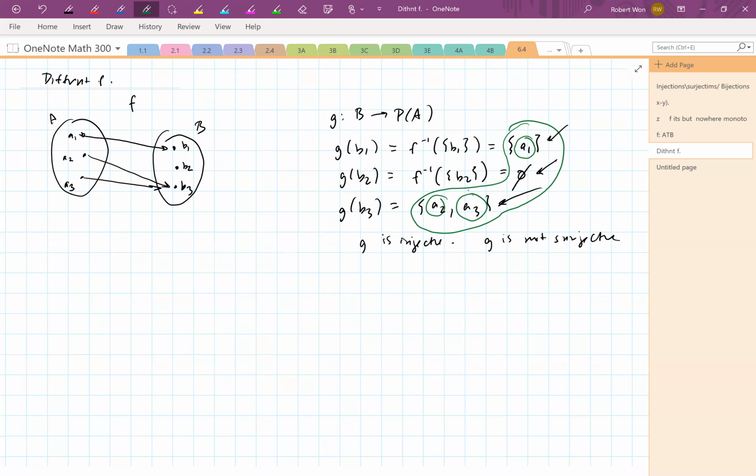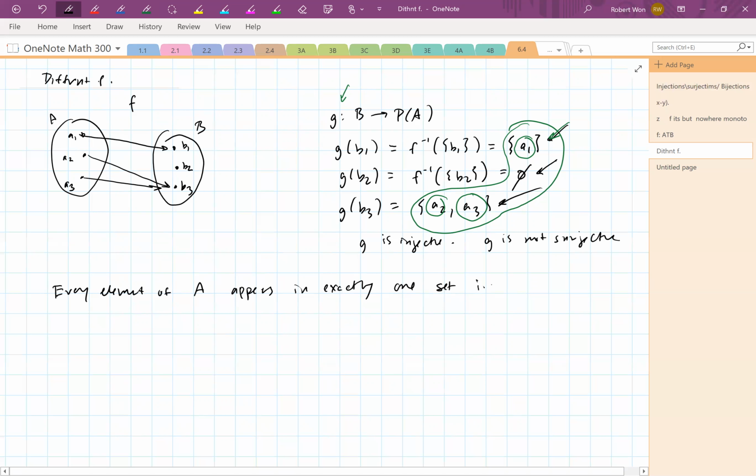And so if I look at this function G, it takes the preimages, all the elements that map over to a specific element of B. If I look at every single element of A, A1 has to go to one of them and only one of them. A2 has to go to one of them and only one of them. A3 has to go to one of them and only one of them. So I'll have to put A1, A2, and A3 in exactly one of these preimages. So a thing to notice is that every element of A appears in exactly one set in the image of G.